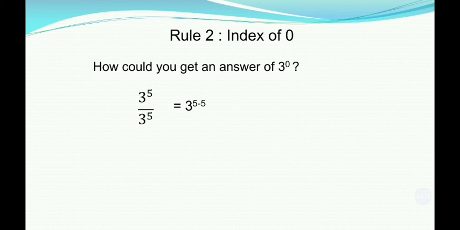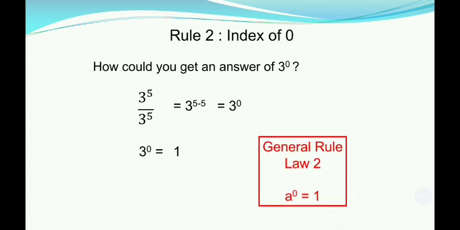So you will get it as 3 to the power of 5 minus 5. That is nothing but 3 to the power of 0. We know that 3 to the power of 0 is equal to 1. Something to the power of 0 is equal to 1. So this is rule number 2. That is, in general, a to the power of 0 is equal to 1.